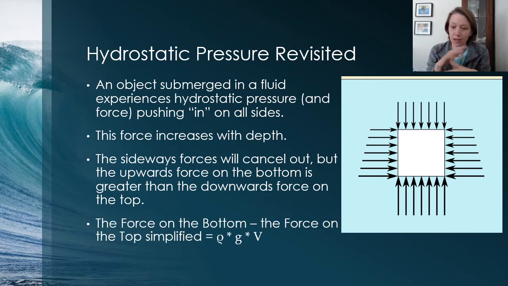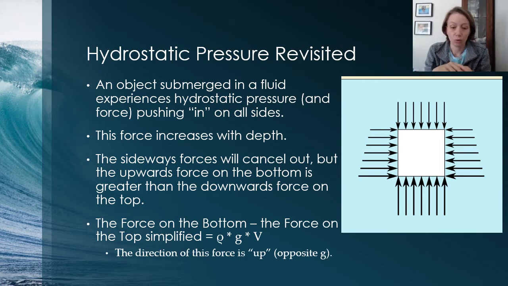When you simplified this net force due to fluids on the object and canceled out all the stuff and then subtracted the top from the bottom, you end up with an equation that can be further simplified to rho g V, which is an equation that we're going to be dealing with a lot in the rest of this unit.